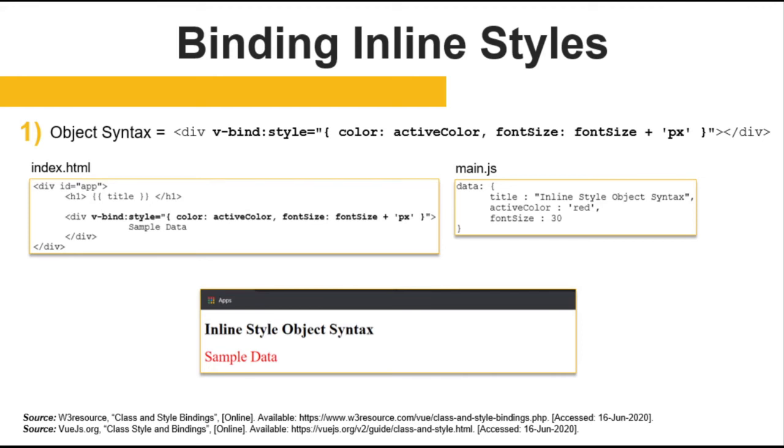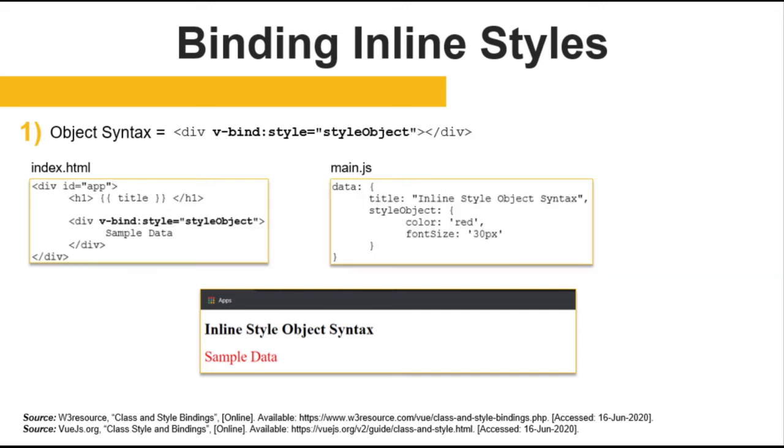Binding inline styles. The object syntax for v-bind:style is pretty straightforward. It looks almost like CSS, except it's a JavaScript object. You can use either camel case or kebab case. Use quotes with kebab case for the CSS property names. In the given example, we are able to bind the values from the activeColor and fontSize data model properties as the values of the color and font-size attributes of the div inside the HTML file using the v-bind:style.